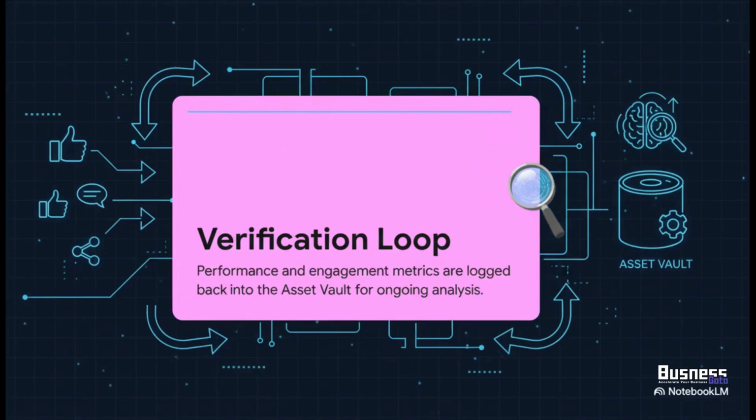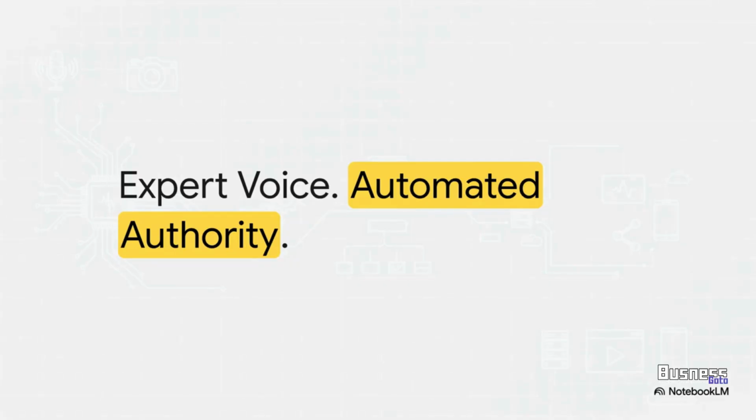And the system doesn't just post and forget. That would only be half the job. The final step is this verification loop. As you can see in the diagram, all the performance metrics, likes, shares, comments, get logged right back into the Asset Vault. This is what allows the system to actually learn from the engagement data, making it smarter and more effective over time. And really, that's the whole process, from start to finish.